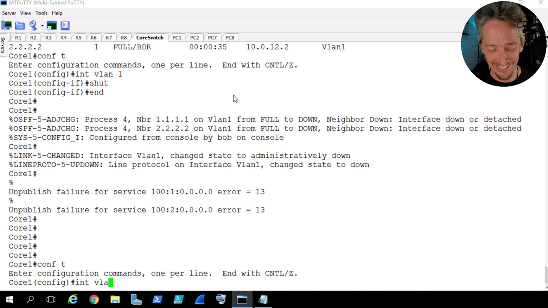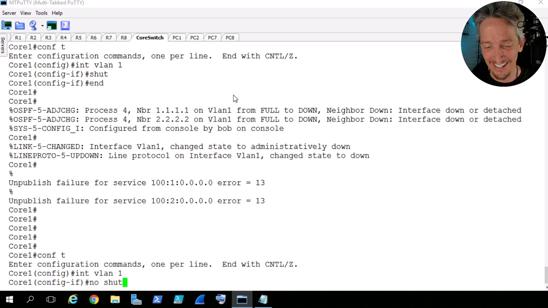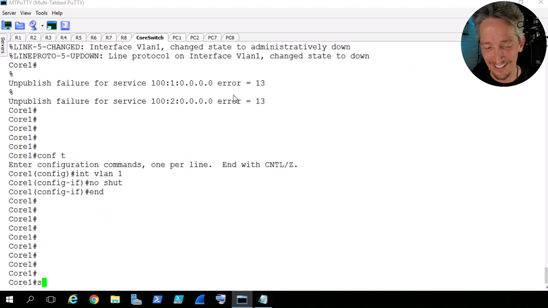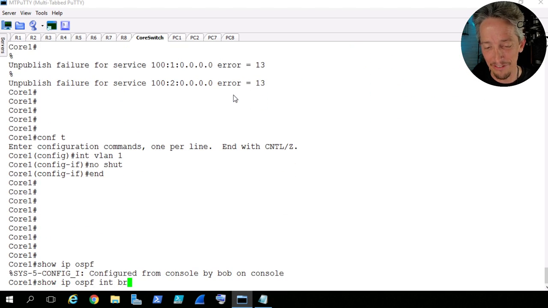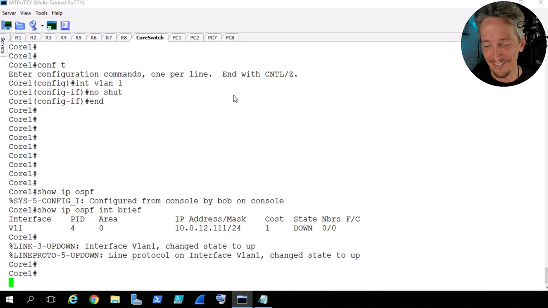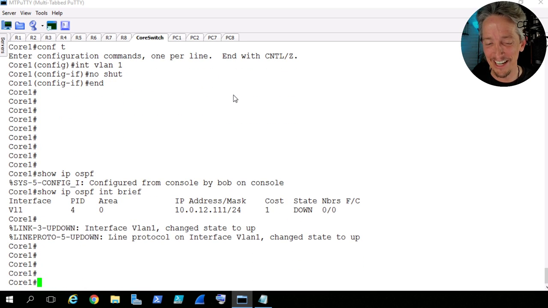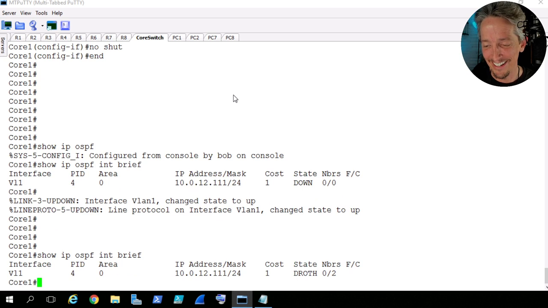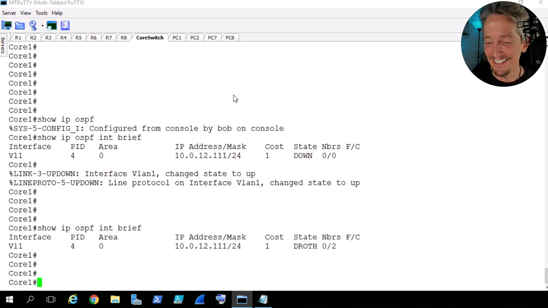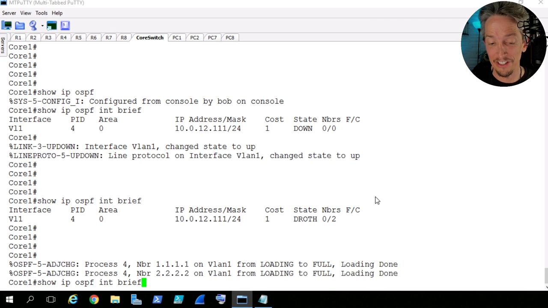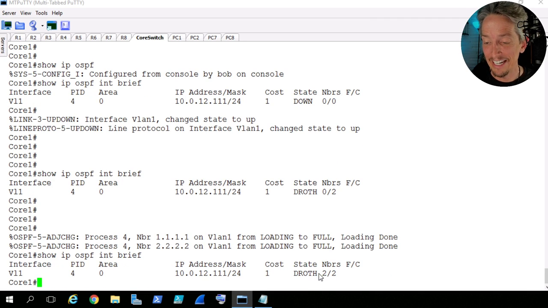Interface VLAN 1, no shut. Show IP OSPF interface brief. Yeah. The interface is coming up and he's a DR other. So he's not fully adjacent yet, but he will be. There we go. So now if we do the same show IP OSPF interface brief, now he's fully adjacent with two other neighbors, our devices on that segment, and he sees two others.